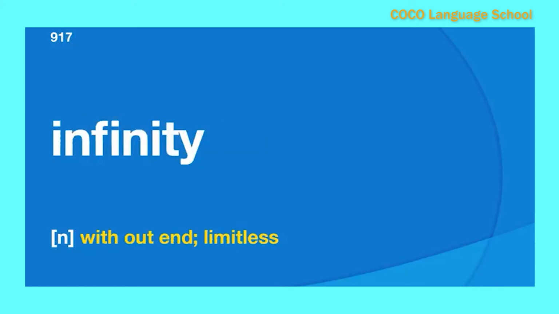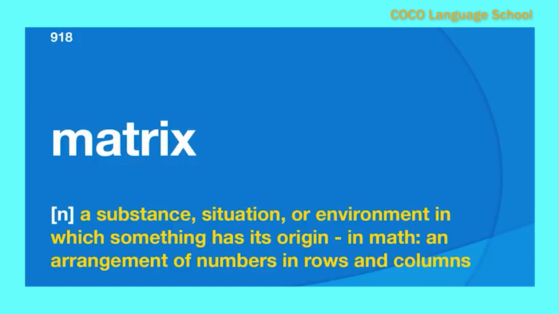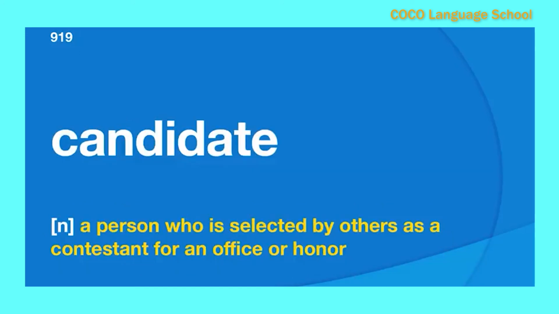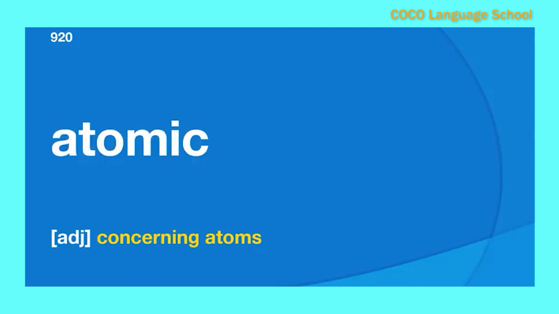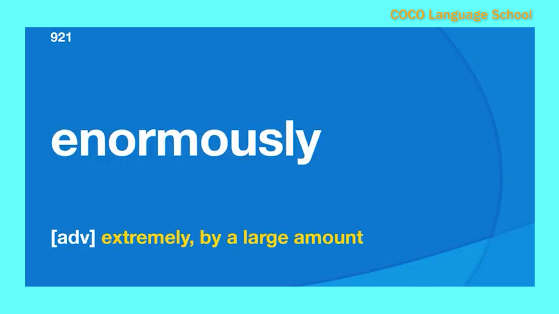Without end, limitless. Infinity. A substance, situation, or environment in which something has its origin. In math, an arrangement of numbers in rows and columns. Matrix. A person who is selected by others as a contestant for an office or honor. Candidate. Concerning atoms. Atomic. Extremely, by a large amount. Enormously.